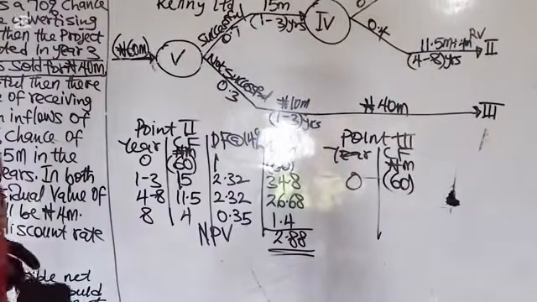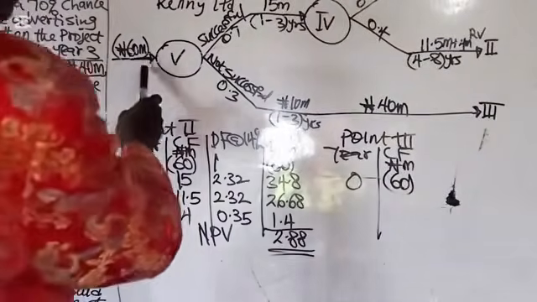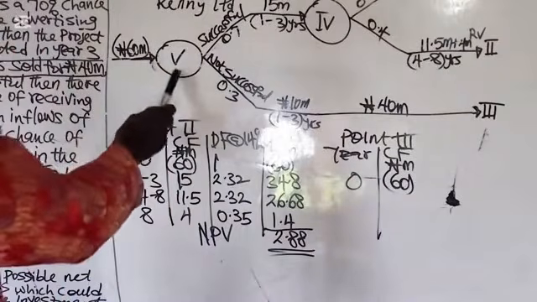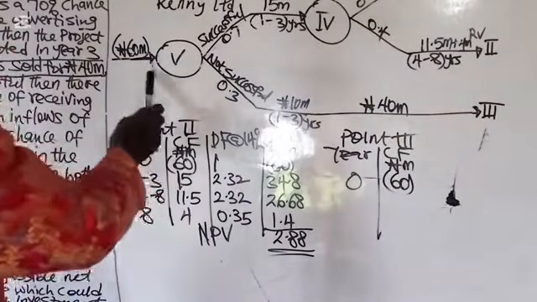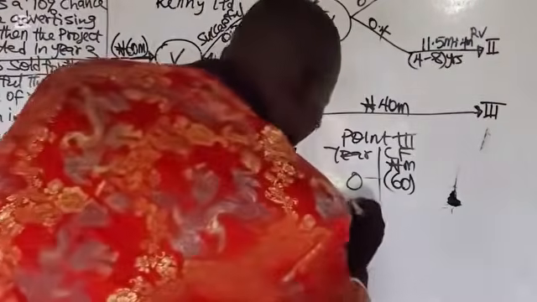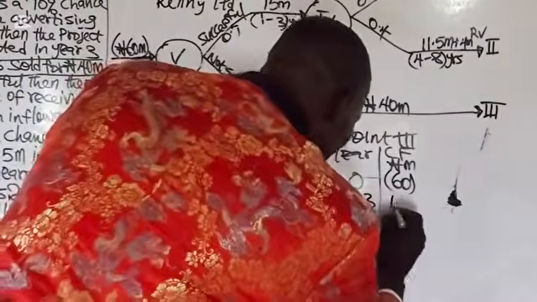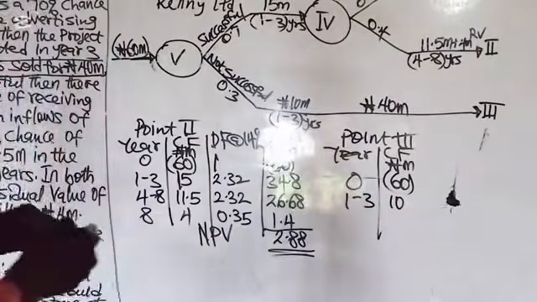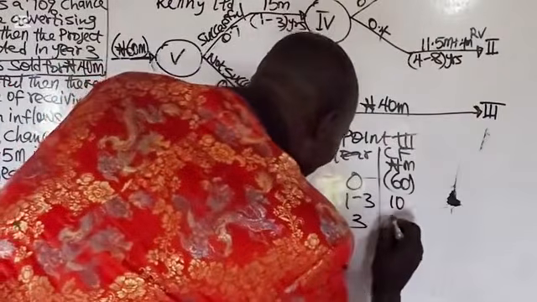Then we have year 1 to 3, inflows of 10 million. And year 3, we have 40 million.